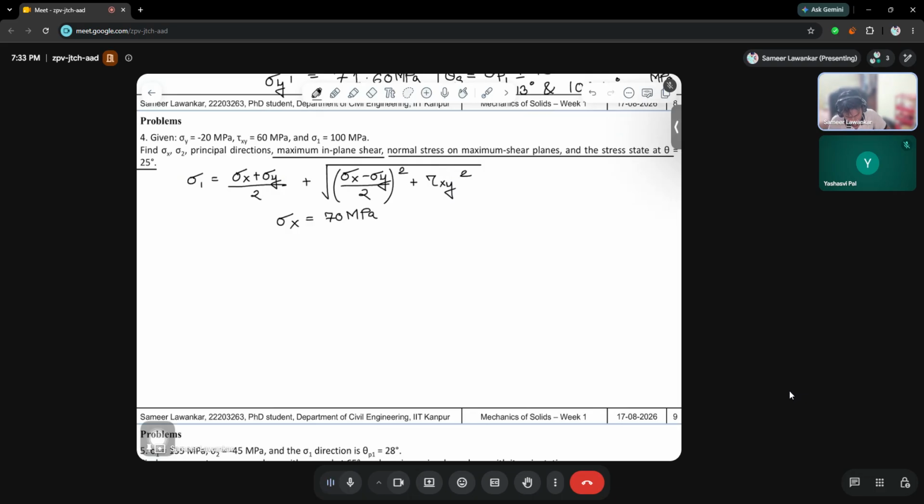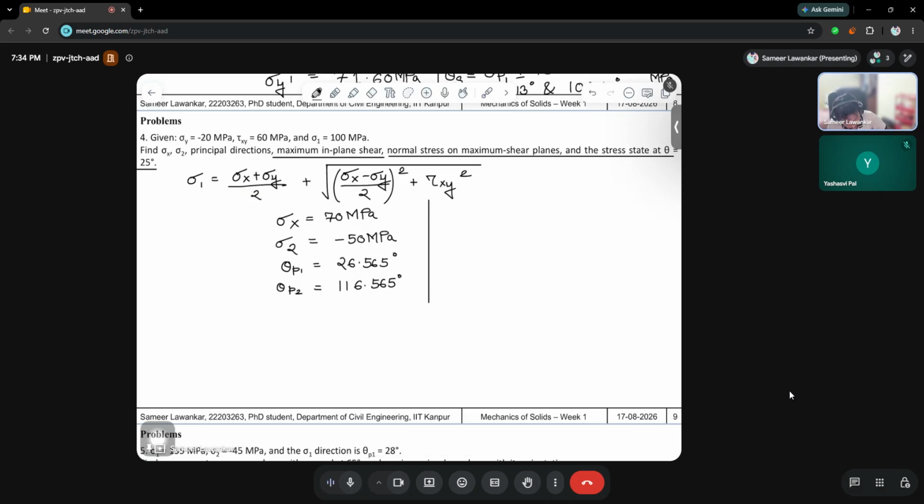Now for sigma 2, we can again use our invariance concept. When you calculate using invariance, you can get the value of sigma 2 as minus 50 MPa. Next is regarding the principal directions. We can use tan 2 theta p. Using tan 2 theta p, you can get the value of theta p1 and theta p2. So theta p1 is 26.565 degrees and theta p2 is 116.565 degrees.